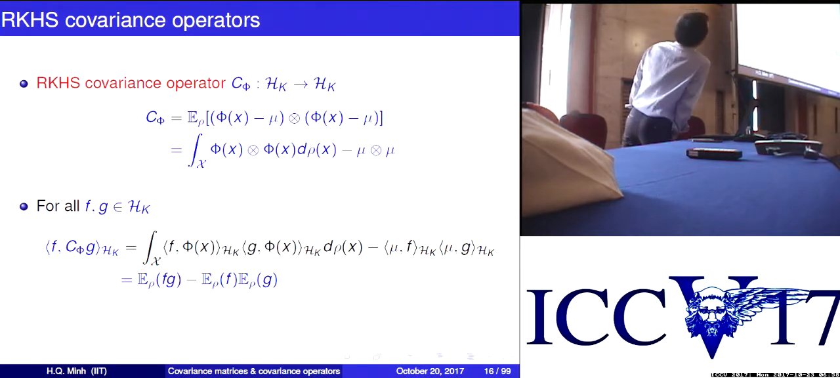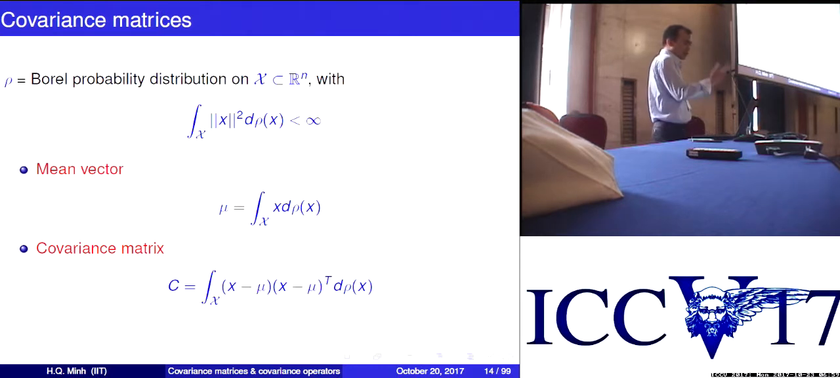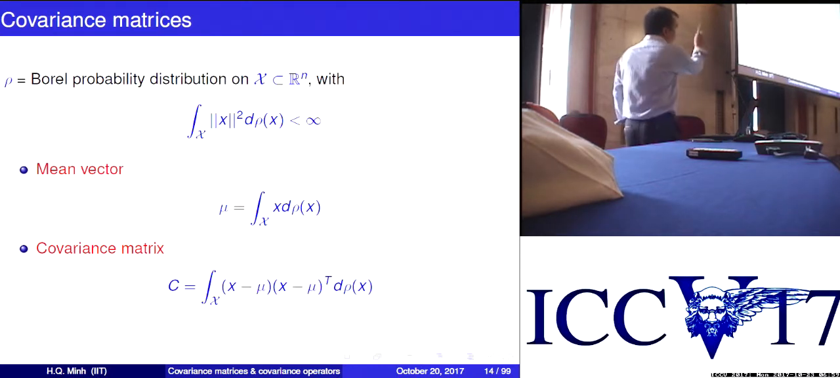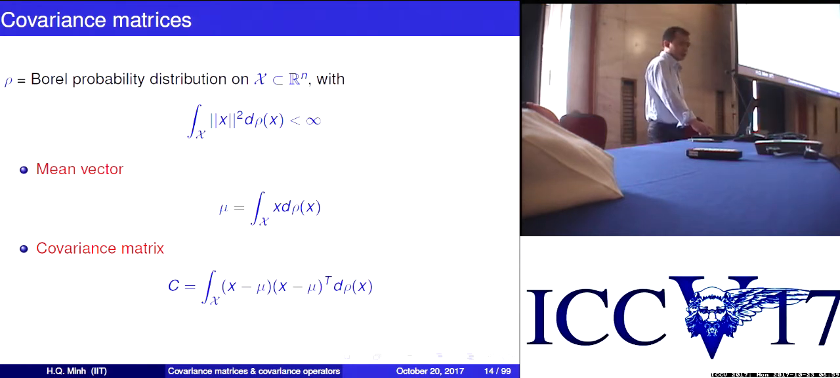So just think about this: phi(x) minus mu, with the tensor product of phi(x) minus mu, as phi(x) minus mu times phi(x) minus mu transpose. It has the property that the inner product of f and C_phi g is just equal to the expectation of fg minus the expectation of f times the expectation of g. So basically, it's just the generalization of the covariance matrix, with x replaced by phi(x).